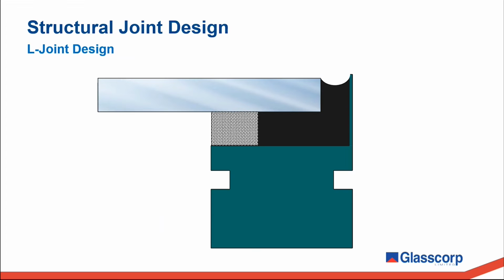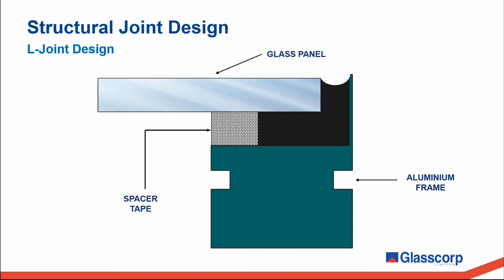Another popular joint design is what we call the L joint design. This is a simple design where you have your frame, the structural spacer tape on top of which sits the glass, and finally the structural silicone. In an L joint design, the structural joint and weather seal form one continuous seal around the edge of the glass panel, creating this L shape.